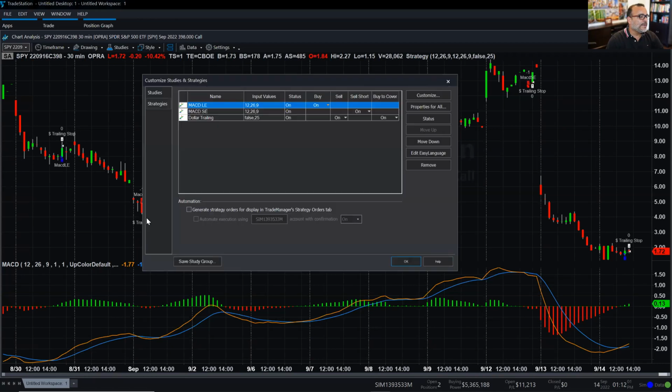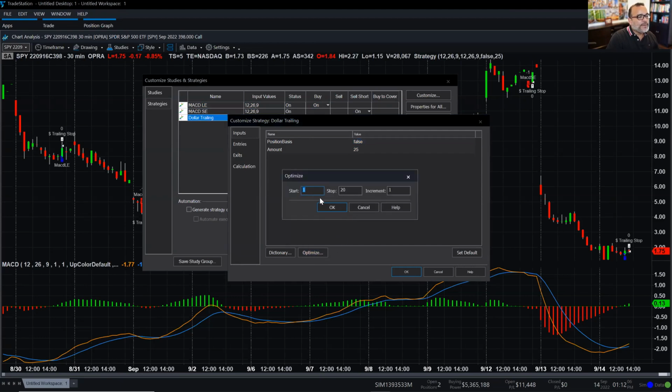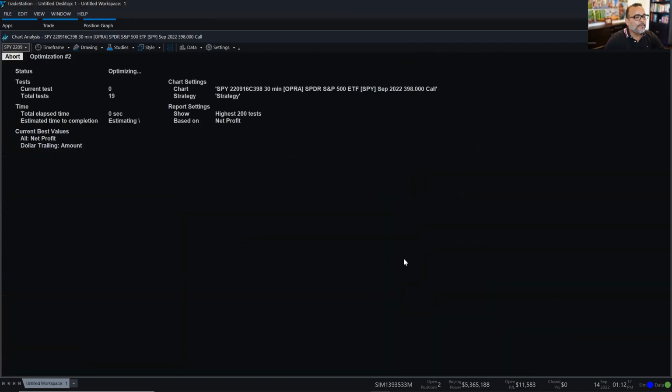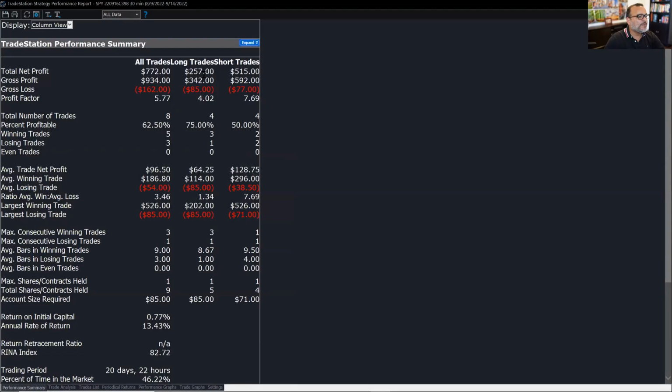So let me go ahead and optimize this and see what happens. I'm going to go here to optimize this value. It's going to go from 10 all the way to 100 in increments of 5. Okay, so it picked 85. If you go to the strategy performance report, this is the report of that trade. Of course, you can see that this is based on 8 single trades, and there's very little you can do to manage that.